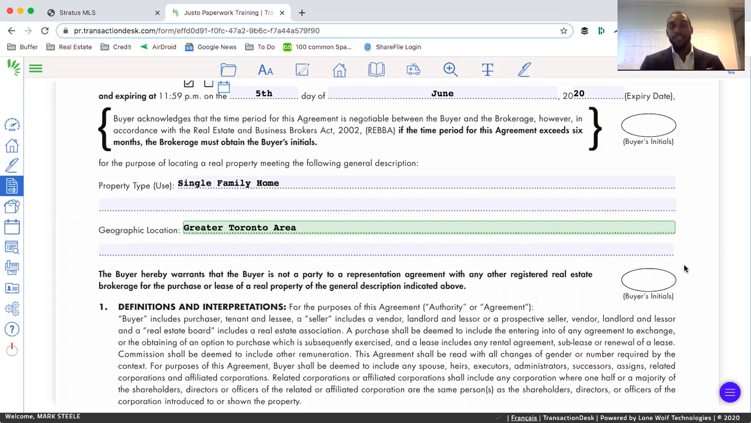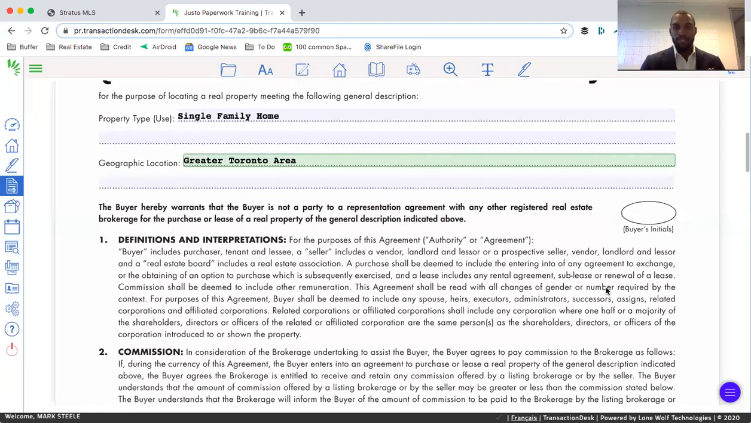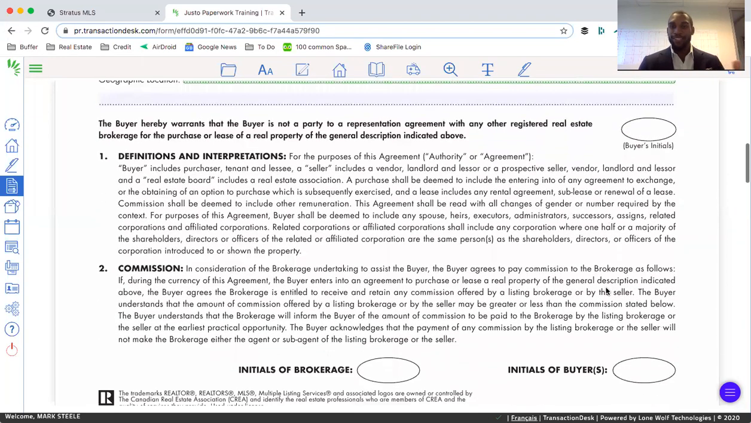So this circle has to be initialed by your client and your client's partner as well, okay? Again, it protects you and lets you know that they agreed they're only working with you. And hopefully they're being honest with that. So they initial that circle, and of course they would initial this circle for initials of buyers here as well. At the same time, you'll initial here for the brokerage.